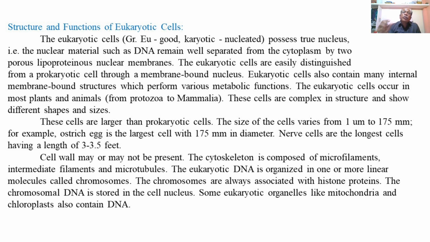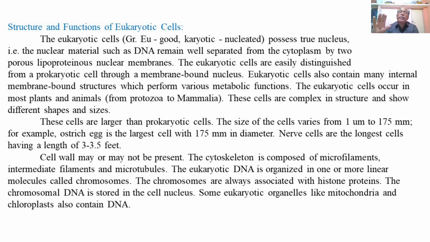There are a definite number of chromosomes, either in the form of a haploid set or a diploid set, in a nucleus of the eukaryotic cells. So in diploid cells, there are two sets of the chromosomes with a definite number. So the eukaryotic nucleus consists of a definite number of chromosomes, one or more linear molecules called chromosomes, present in the eukaryotic cells.